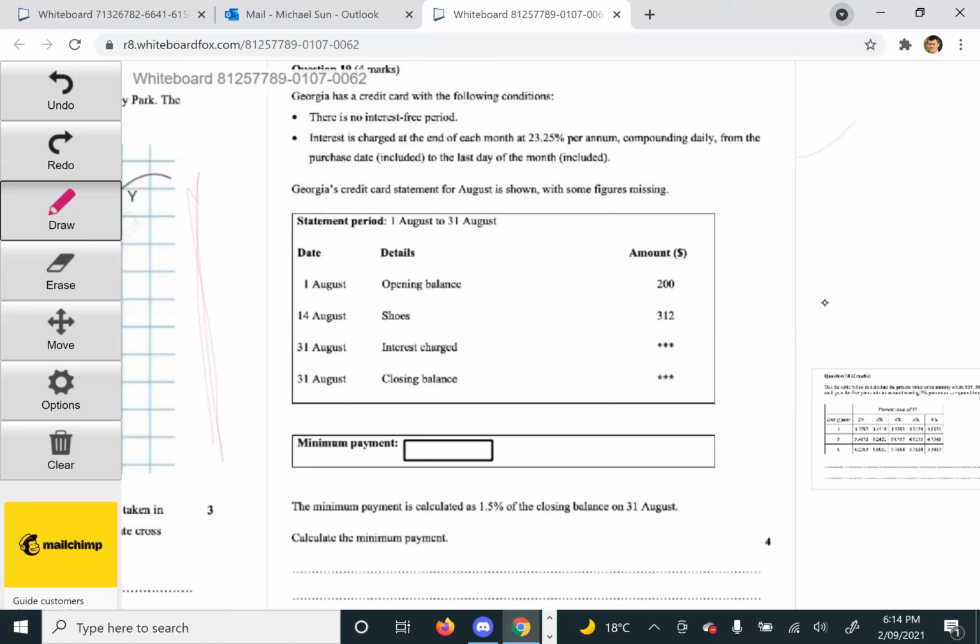But isn't the opening balance the money that she has, and then the purchase is what she has going out? Well, if that's the case, they wouldn't be recorded like that, you know what I mean? It should be like minus 312 plus 200.